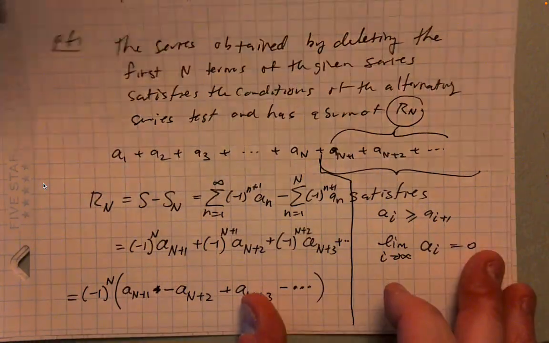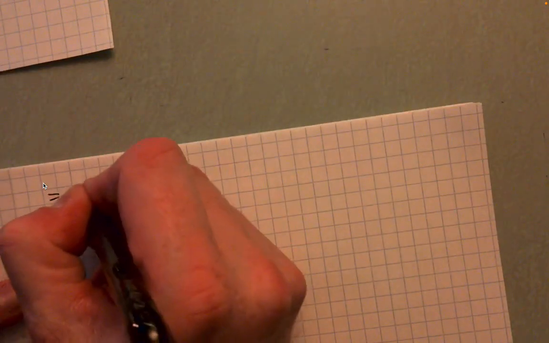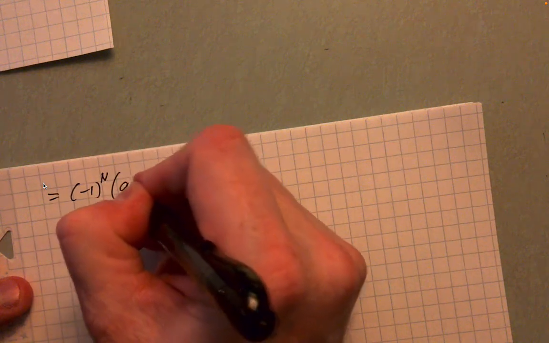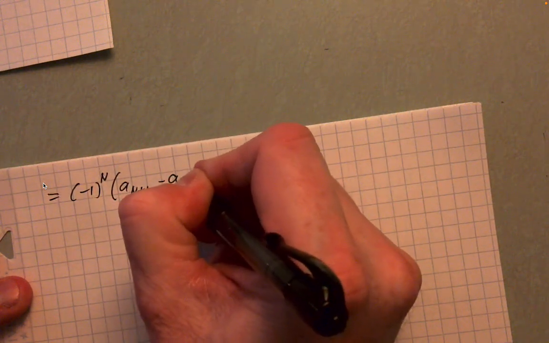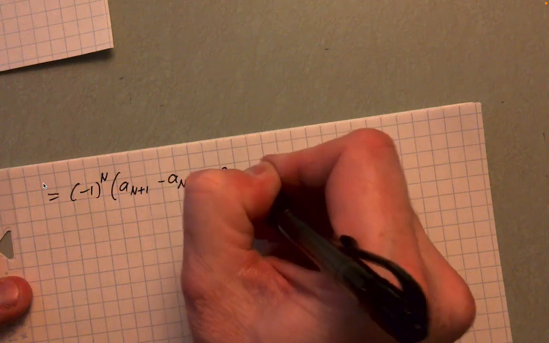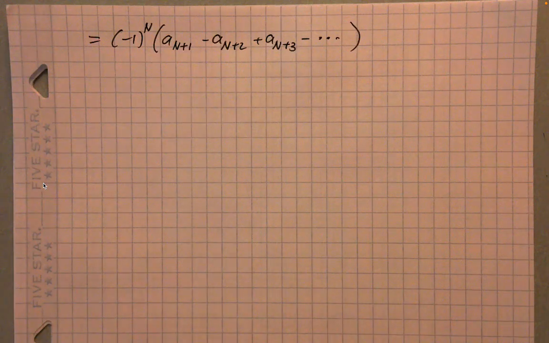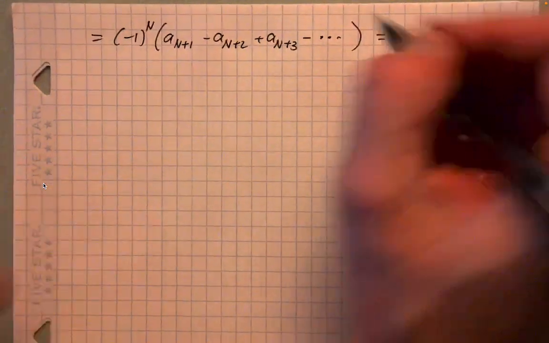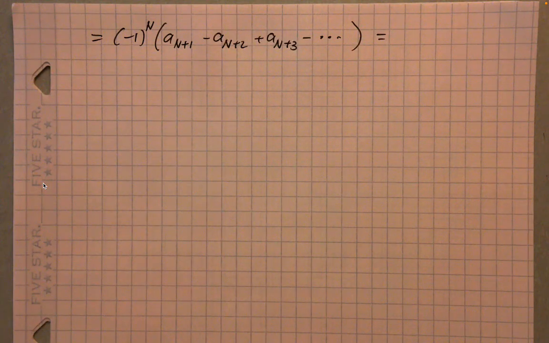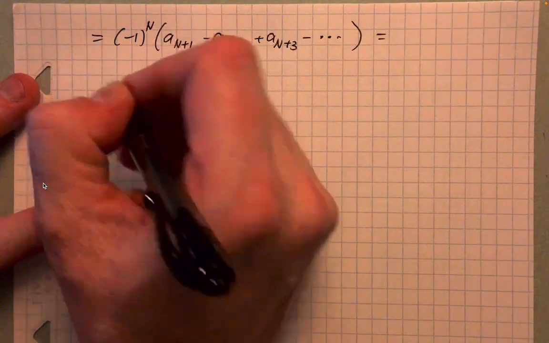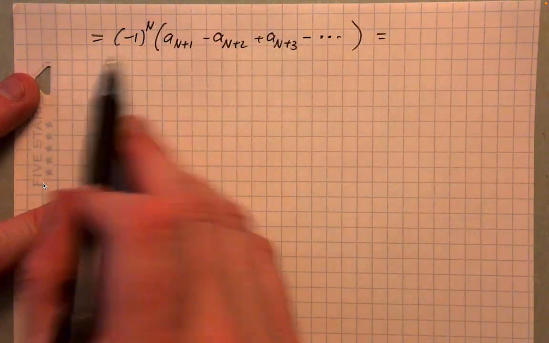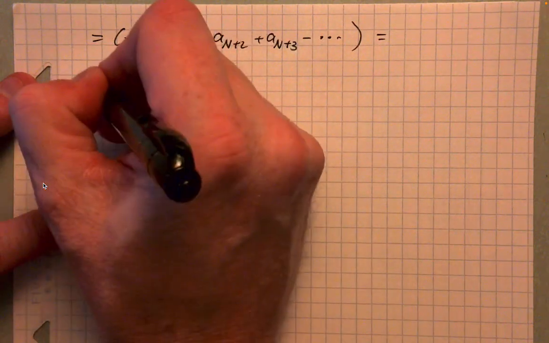Okay, I'm going to flip pages. I'll rewrite that. So I've got negative 1 to the nth power, and then I've got a sub n plus 1 minus a sub n plus 2 plus a sub n plus 3 minus dot, dot, dot. That's what we left off with. And so we can do the same trick that we previously did with this, namely rewrite these terms so that it's one big difference. The way we would write this is, well, actually, first, let's take the absolute value.